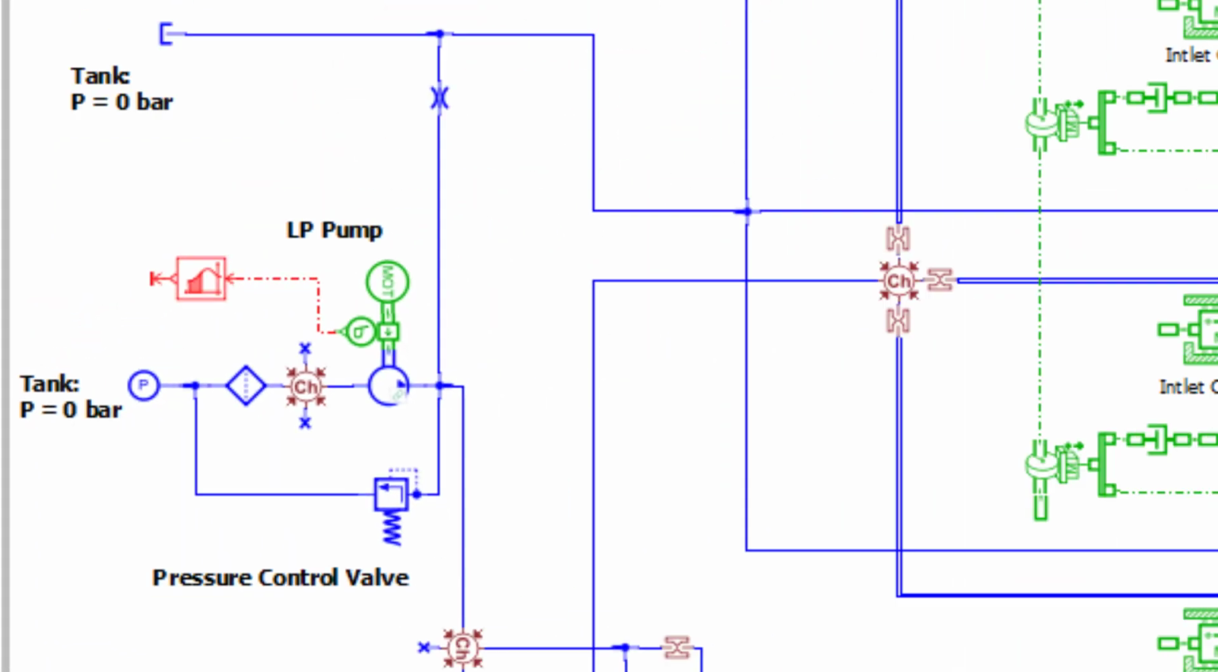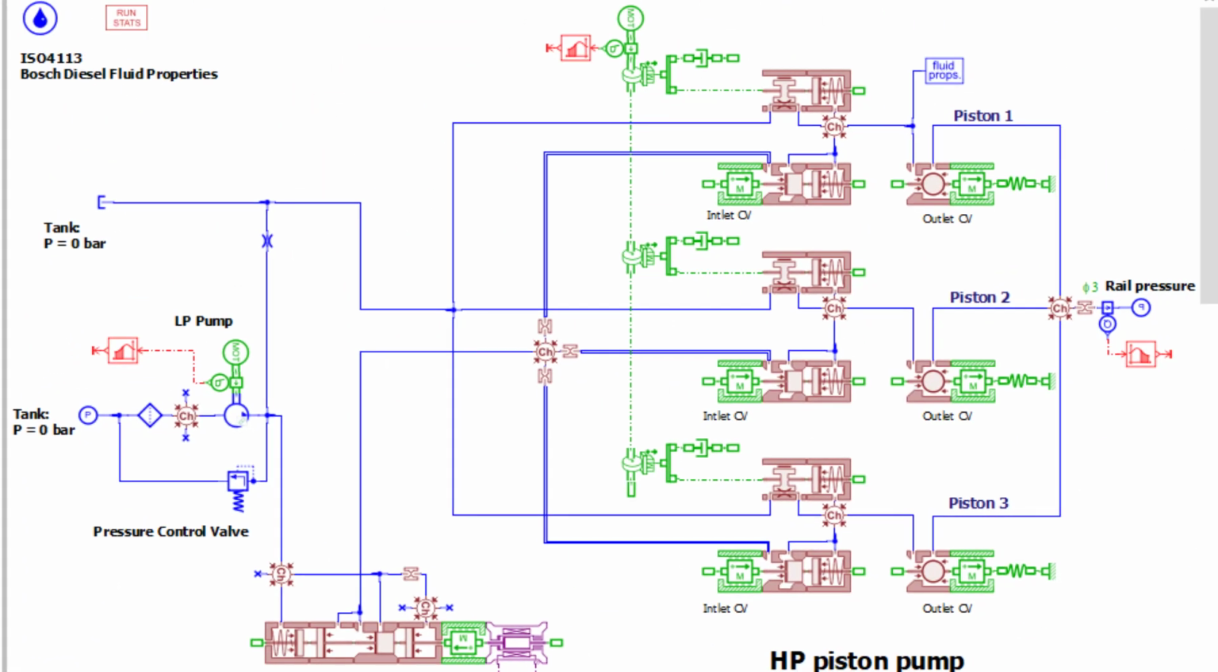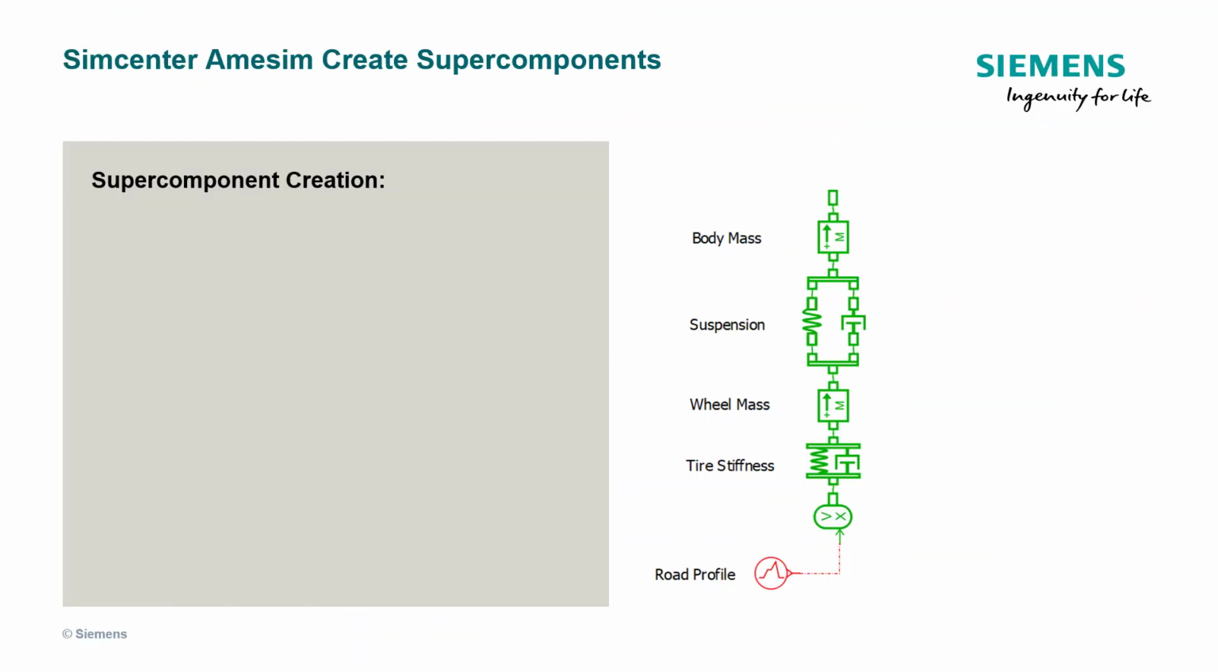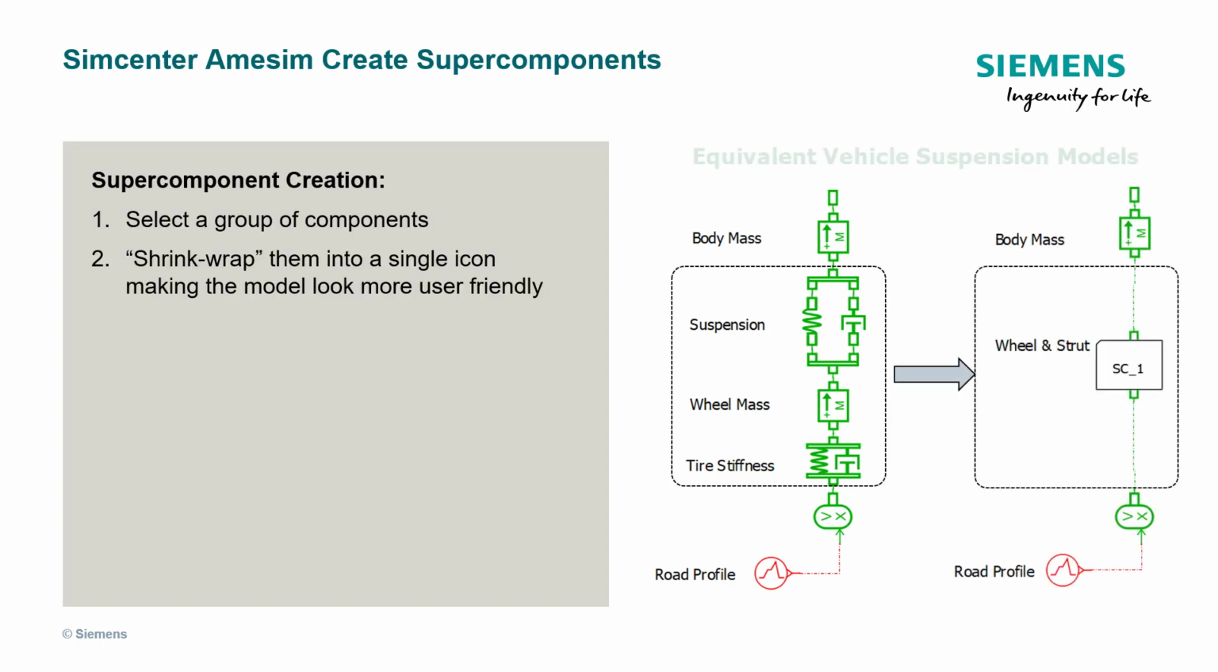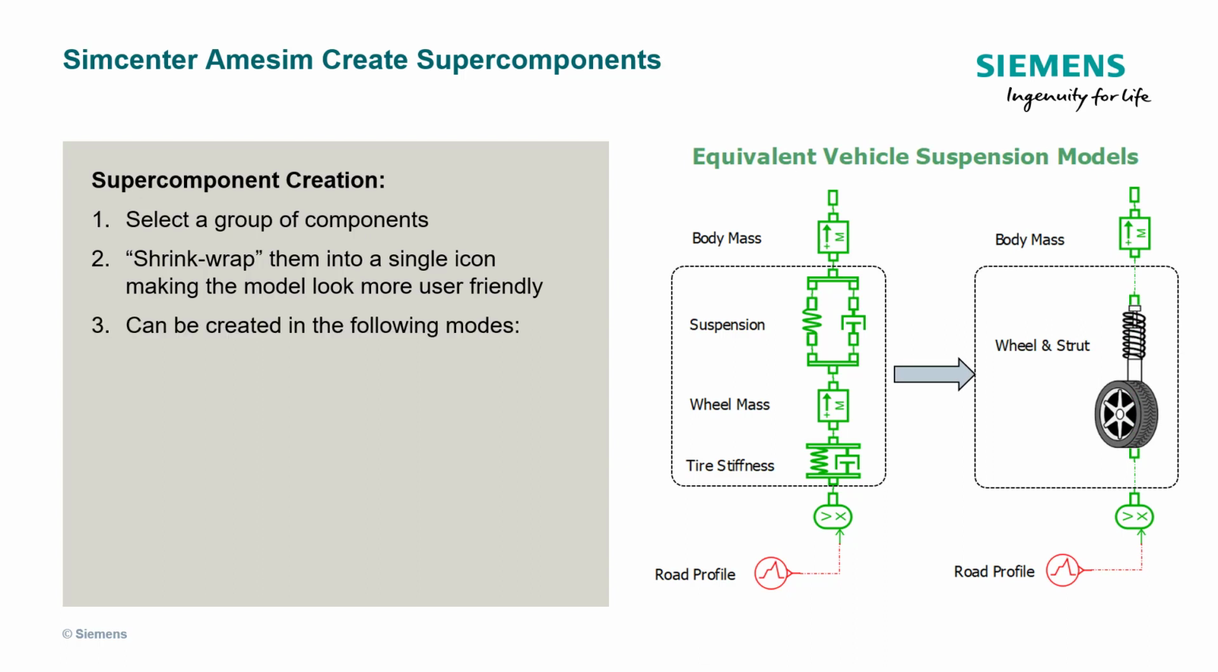As a model gets bigger, it becomes increasingly more difficult to find a specific component in it, and a single snapshot of the whole system cannot be taken easily. The supercomponent facility overcomes these problems. The principle is to select a group of components and shrink wrap them into a single icon, making the model look more user-friendly. You can quickly and easily create supercomponents in the sketch and submodel mode.